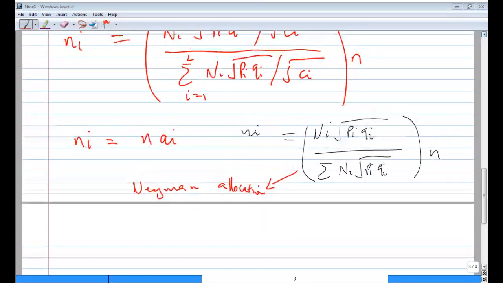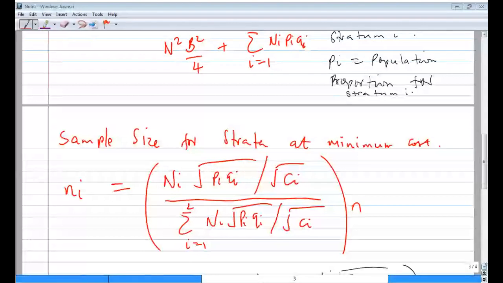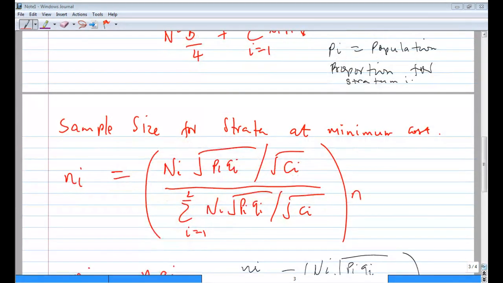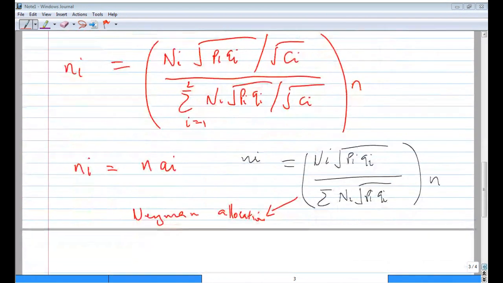Let's check the upper one. Let me just scroll up here. Sorry. See this one? So when the costs are different, but you want to calculate the sample size for each stratum under population proportion. If the costs are the same, you use this formula. So in other words, it's like you are applying Neyman allocation because the costs are the same or equal.